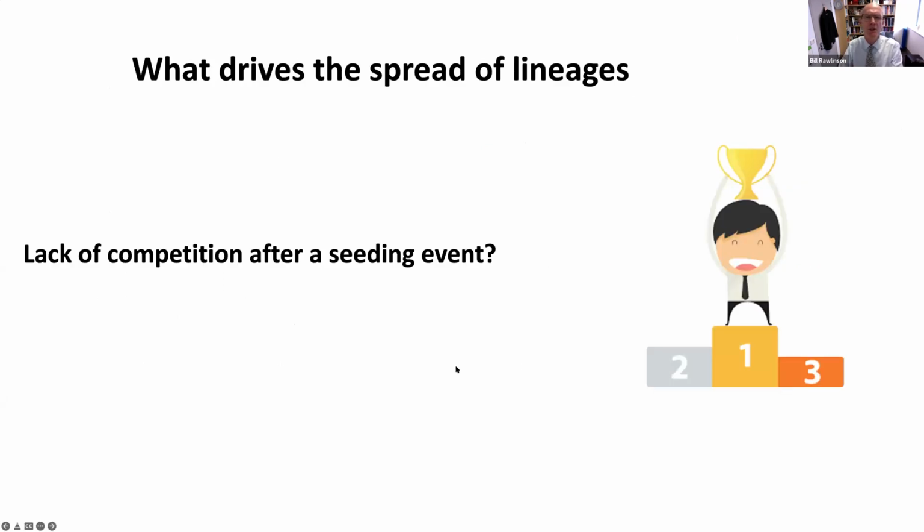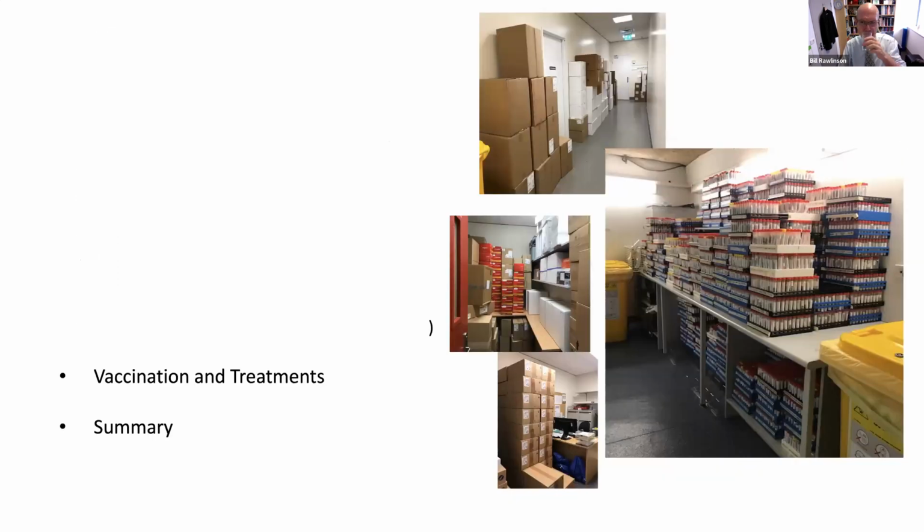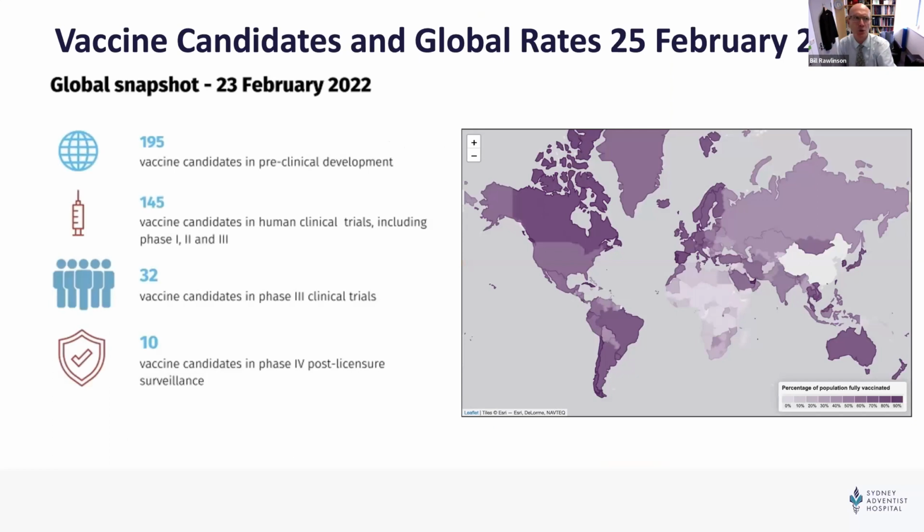So what drives this spread? As I mentioned, probably transmissibility, probably a mutation that means that an individual virus is more easily transmissible. It then outcompetes the other viruses, and following that seeding event starts to infect the rest of the population. And what happens is those mutations become linked to others, which may be associated with increased disease as well. In the last couple of minutes, I'll just talk briefly about vaccination.